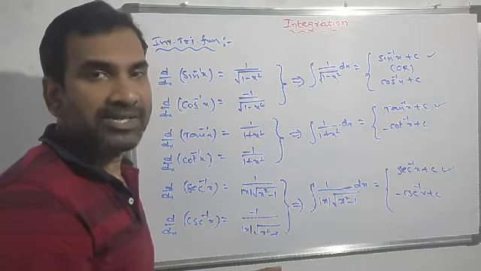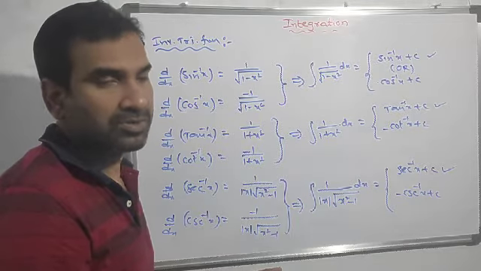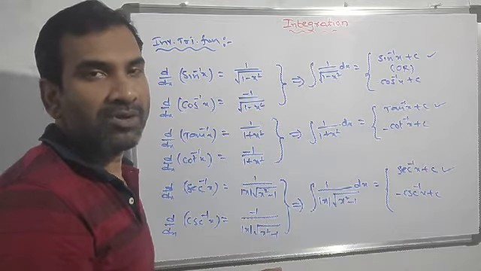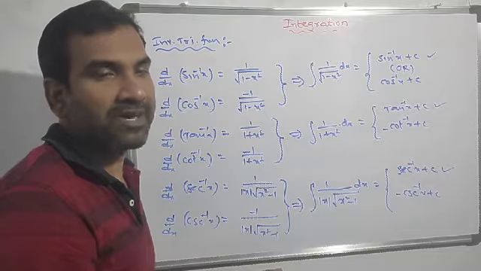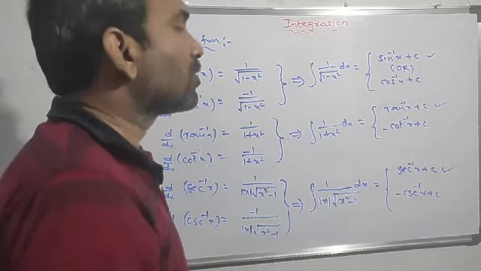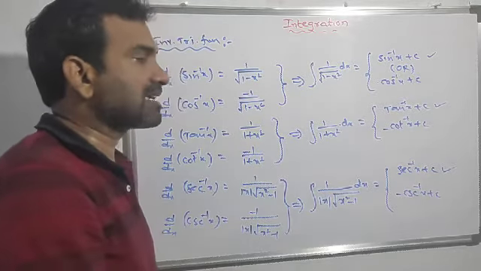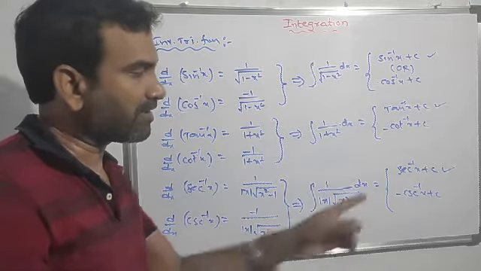Right. Next, integration of 1 by modulus of x into square root of x square minus 1 into dx. This formula is equal to secant inverse x plus c. Okay, we are preferring this.